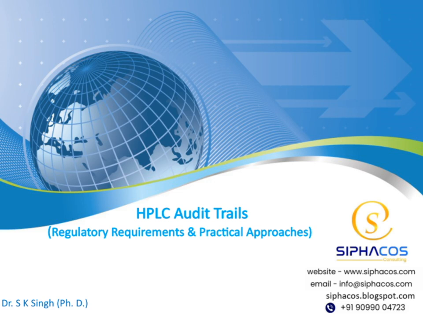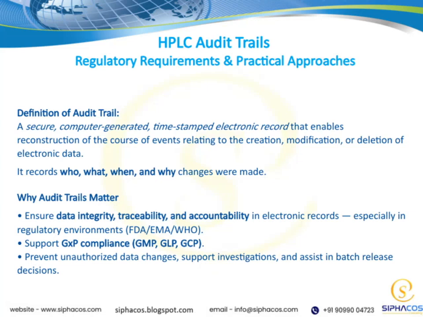Let's get started. Let's start with the definition of an audit trail. An audit trail is a secure, computer-generated, and time-stamped electronic record that allows us to reconstruct the entire course of events related to the creation, modification, or deletion of electronic data. Essentially, it records who made changes, what changes were made, when they happened, and why those changes occurred.